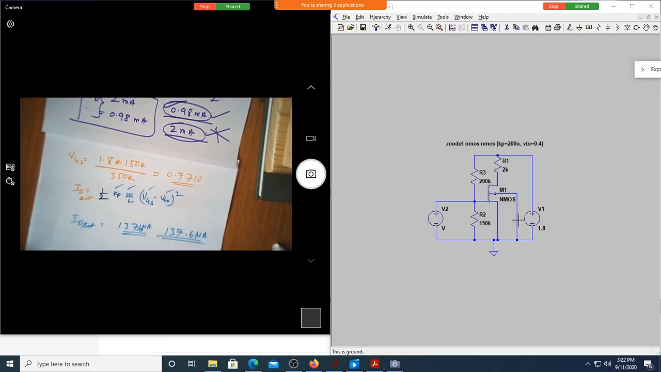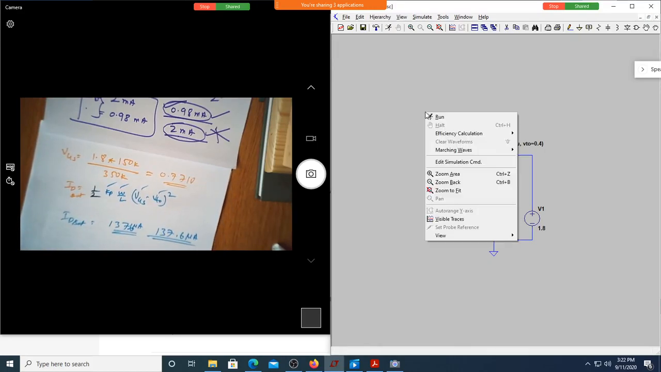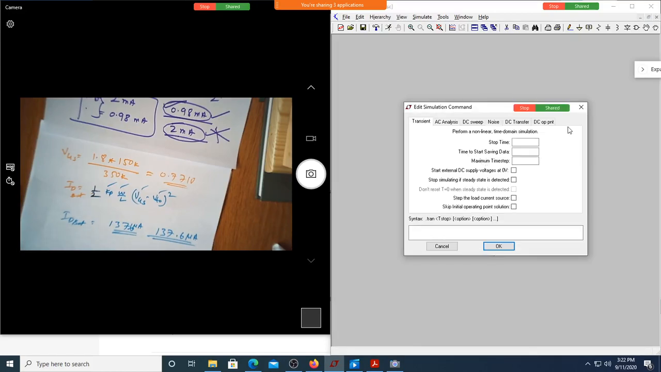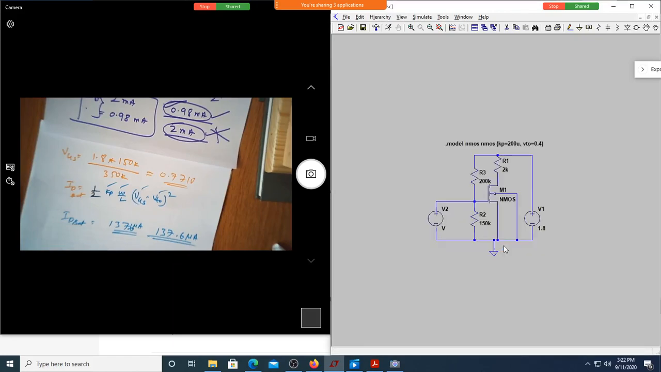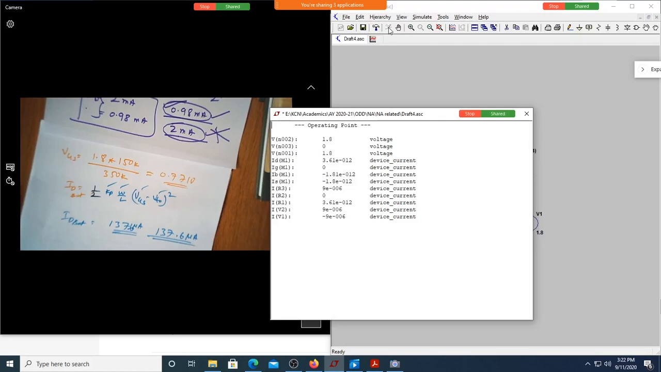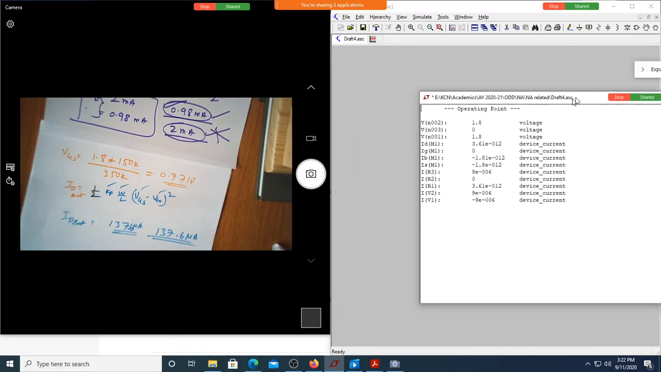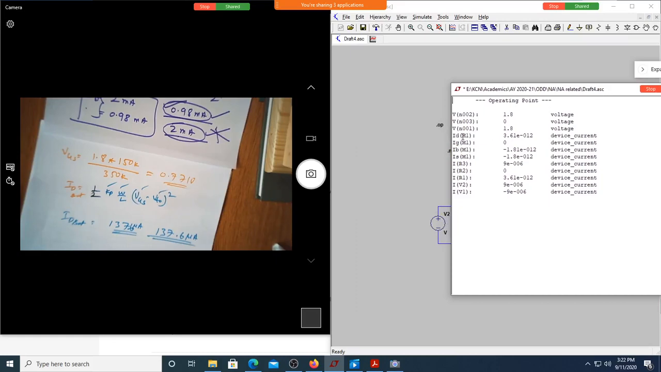Shall we verify this? Okay, let us see what happens. I need to do the dot op. Let me do dot op and run. What is the current? ID of M1 is 3.61 times 10 power minus 12.